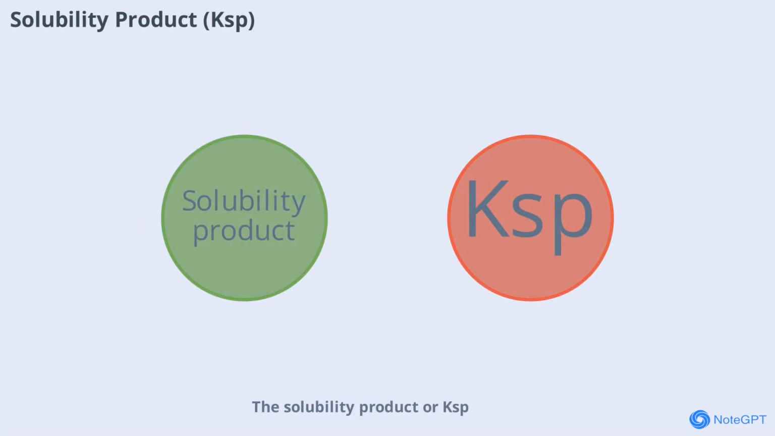Solubility product, or Ksp, is a constant that describes the equilibrium between a solid and its dissolved ions in a saturated solution. It's used to predict whether a precipitate will form when two solutions are mixed. Ksp values are unique for each substance and are essential in analytical chemistry.